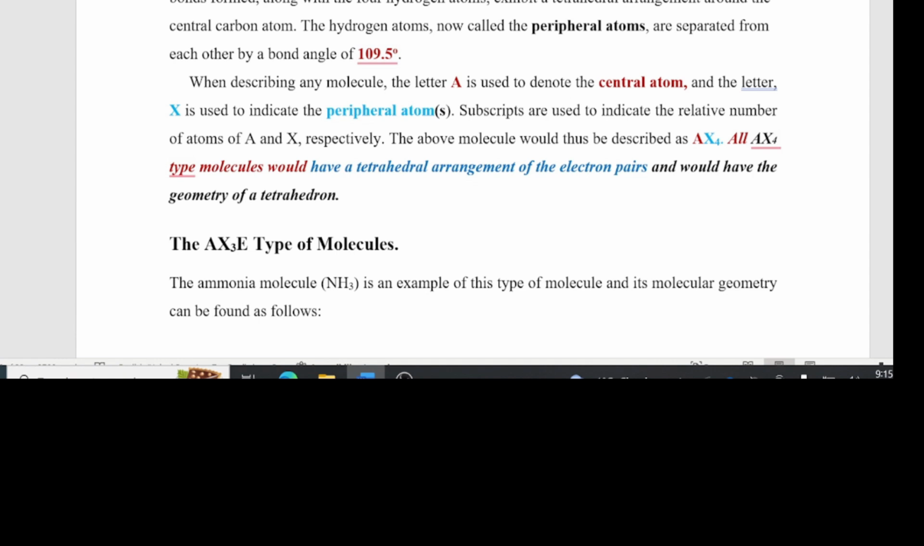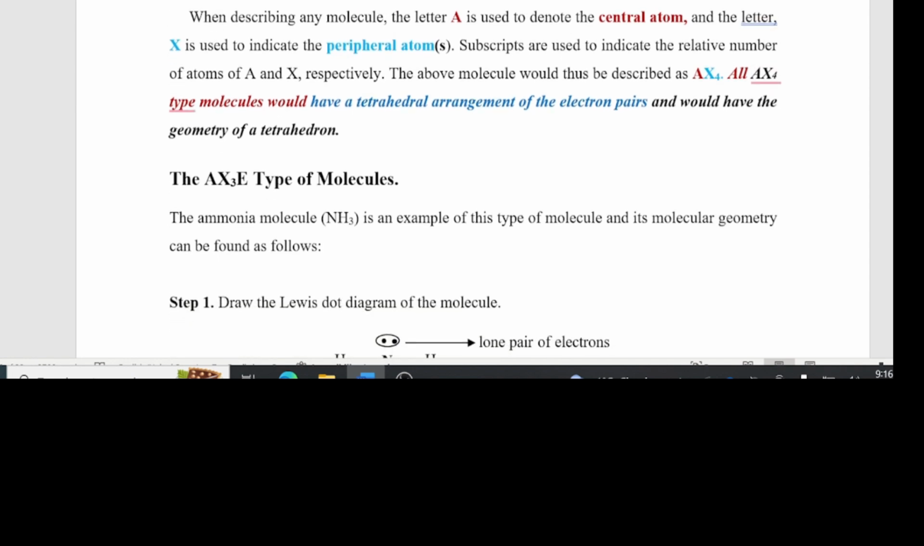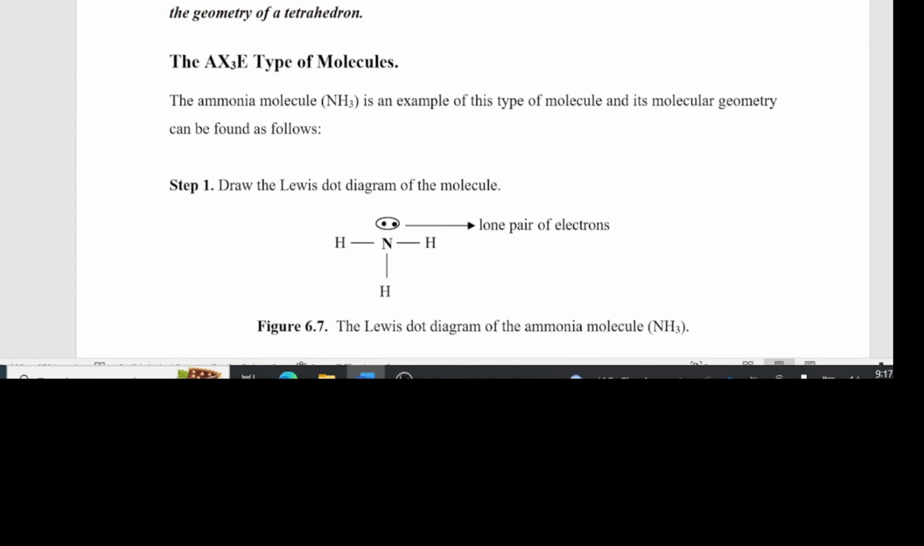AX4, A is the carbon atom, has 1. When there's 1, you don't put it there. And X4 meaning that you're having 4 other atoms. In this case, it is the hydrogen atoms. All AX4 type of molecules will have a tetrahedral arrangement of electron pairs and will have the geometry of a tetrahedron. Now we'll do AX3E type of molecules. So let's do ammonia.